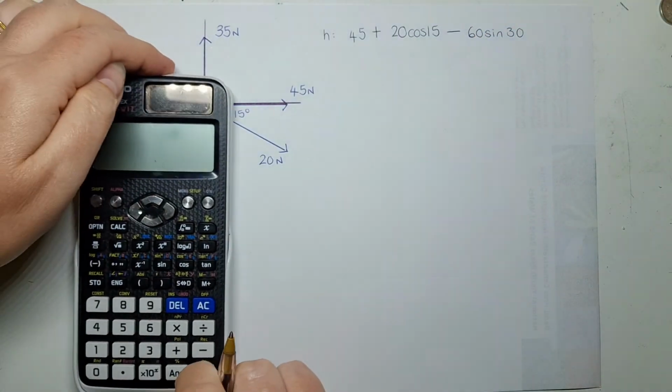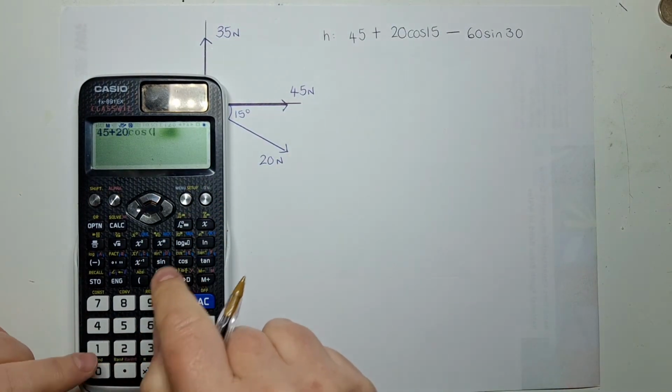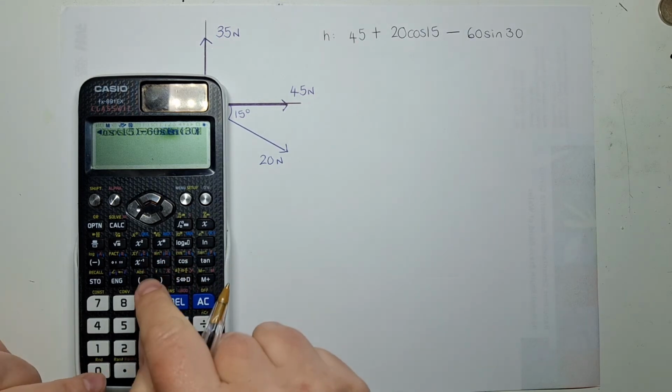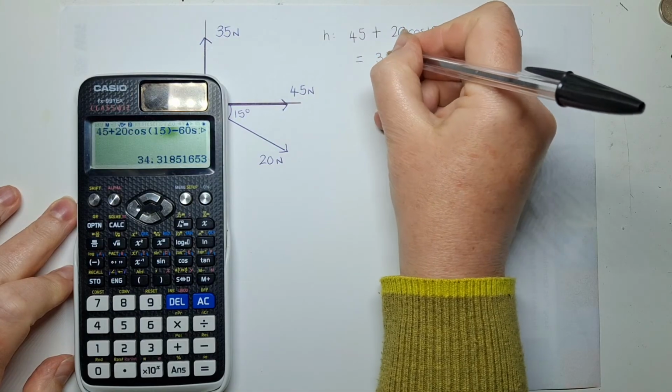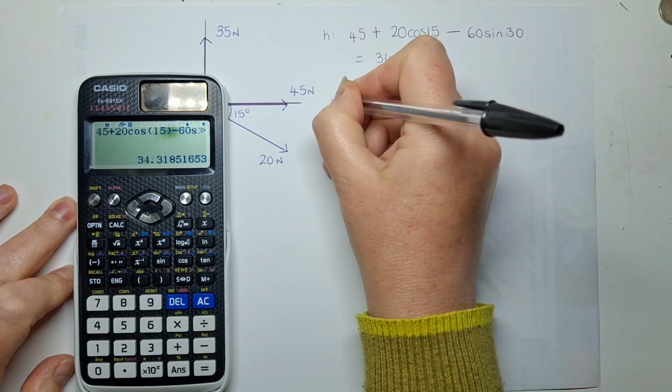And we can work that out on the calculator. So 45, add 20 cos 15, minus 60 sine 30. And that gives us a total horizontal of 34.32. So let's do vertical.